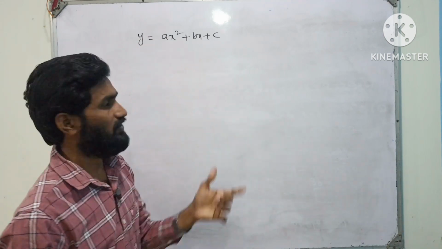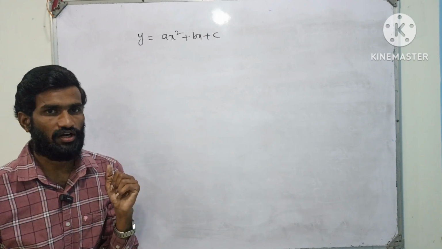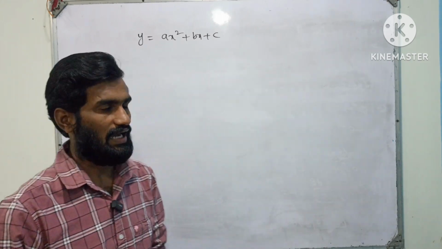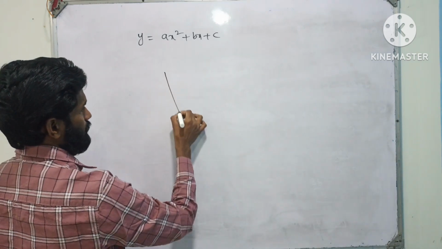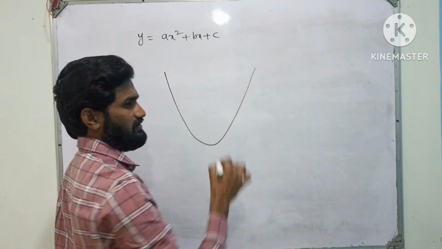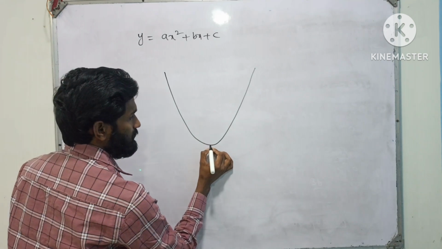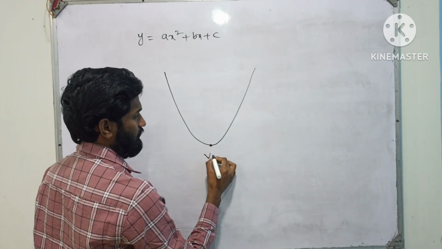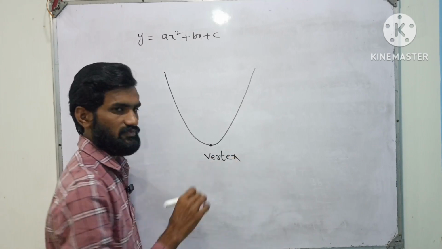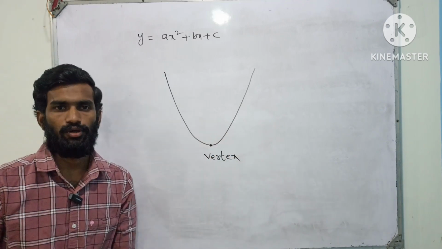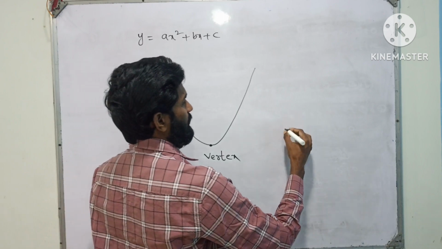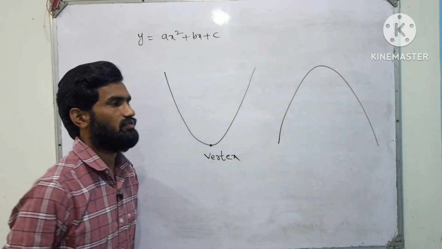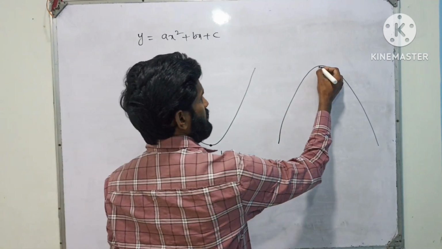Now if I draw the graph for this function ax square plus bx plus c, I will get a parabola, like this. Here this point we call the vertex. This is an upward parabola, and we may get a downward parabola also. Here it is the vertex.